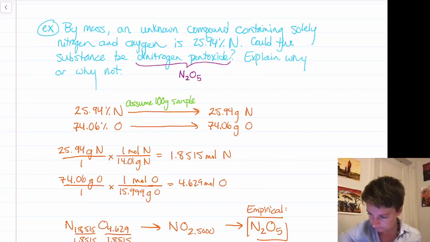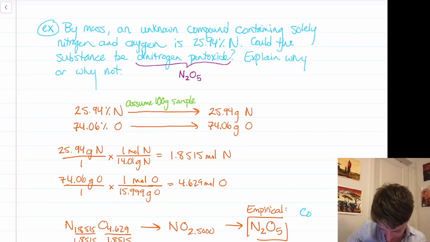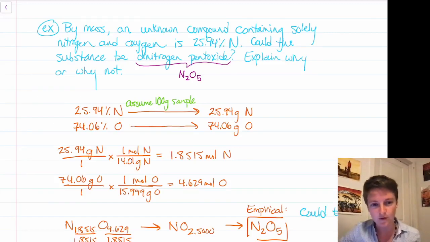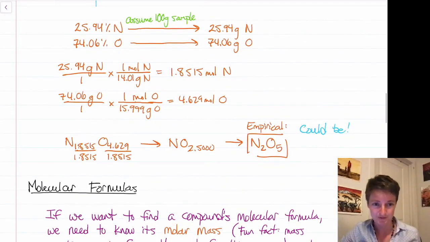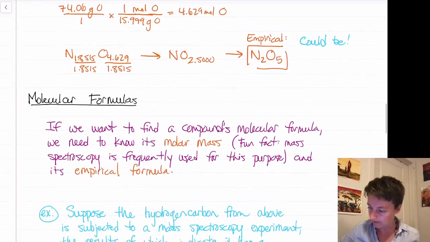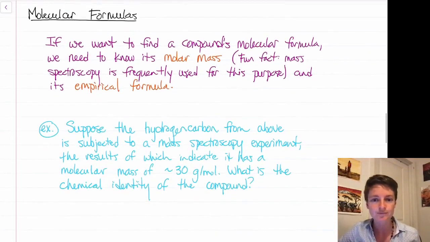And so knowing the empirical formula is useful, but more information would be really helpful to us. And so with that, we can transition to talking about molecular formulas. So the key idea in thinking about molecular formulas is that if we want to find a compound's molecular formula, to go beyond just the empirical formula, we need to have additional information.